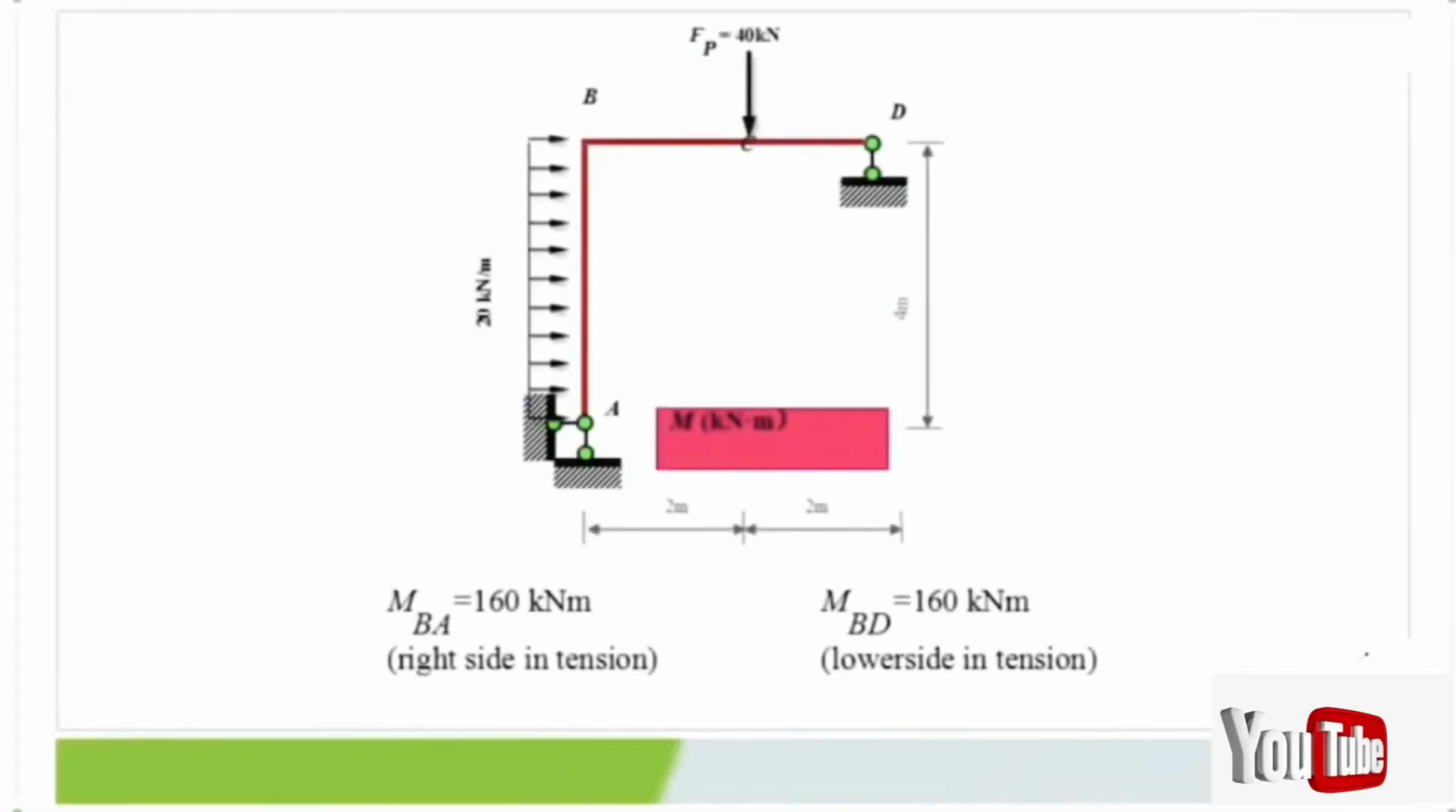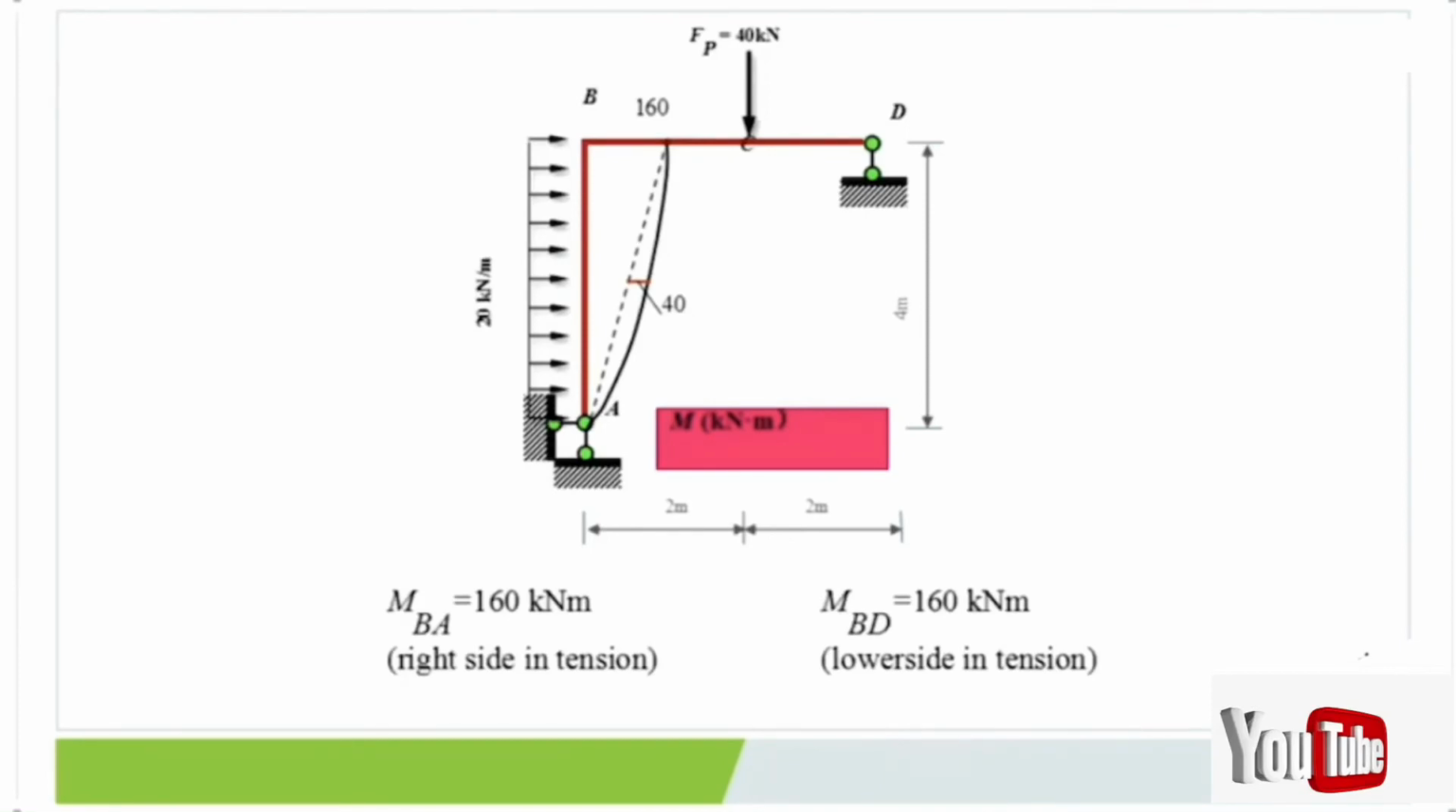According to MBA equal to 160, right side in tension, we could draw such a dashed line. Then superimpose a parabola because the AB member is under the action of a uniformly distributed load. In the middle section of member AB here, this value is equal to qL squared over 8, that's 40.